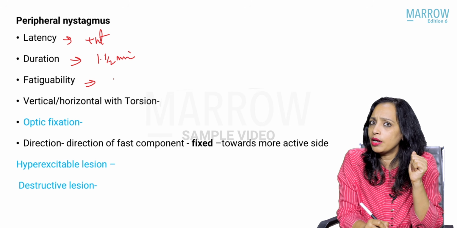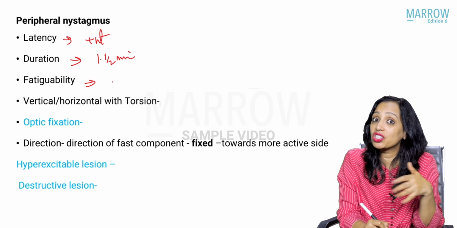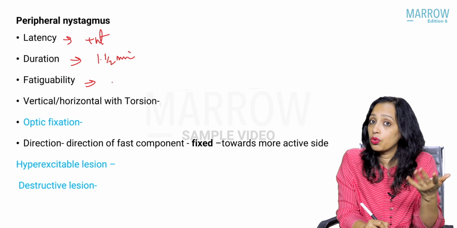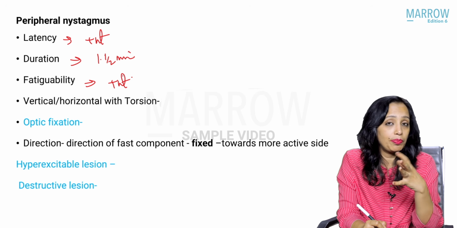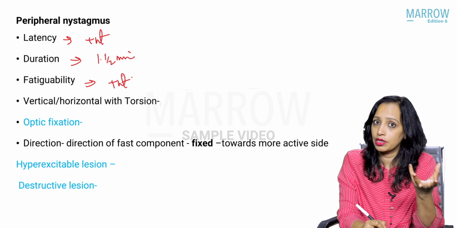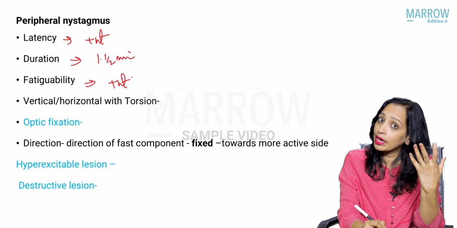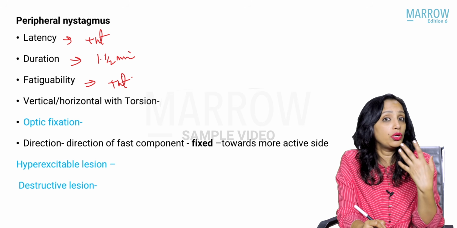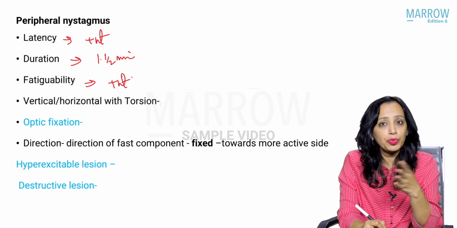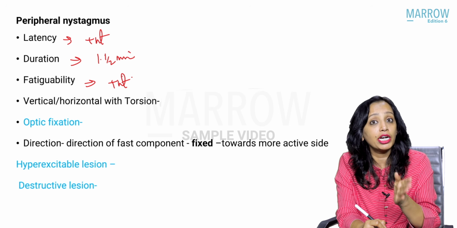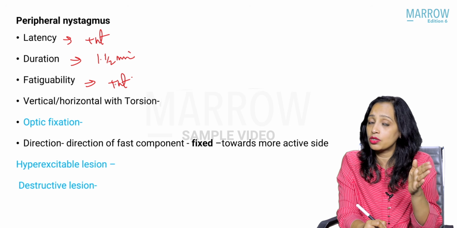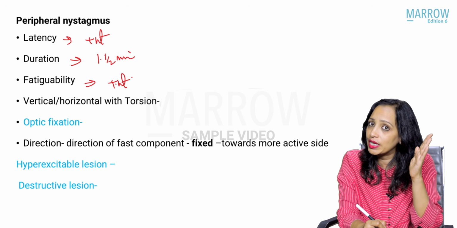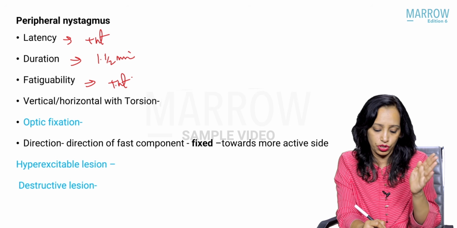Will there be fatigability present? What is the meaning of fatigability? Fatigability means repeatability is not there. Yes, so will it be present? Yes, fatigability is present. You do a particular test and you see nystagmus is present. You test the vestibular system again, and you see that nystagmus is not present. It was present last time, now it is not present when you repeat immediately. So fatigability is there. It means it is of peripheral origin, of vestibular origin, of inner ear origin.